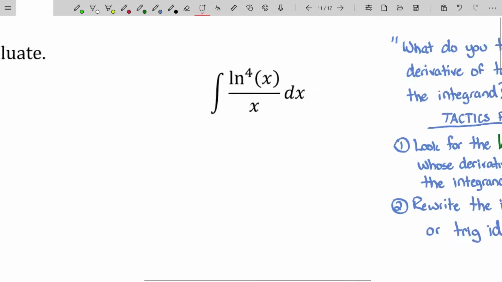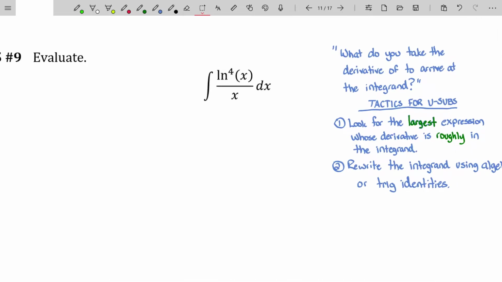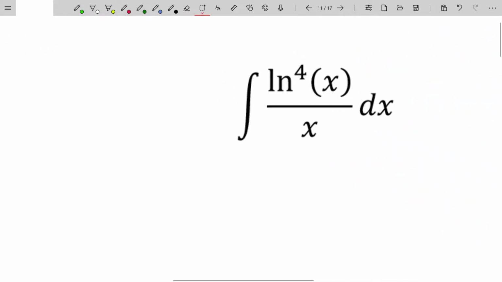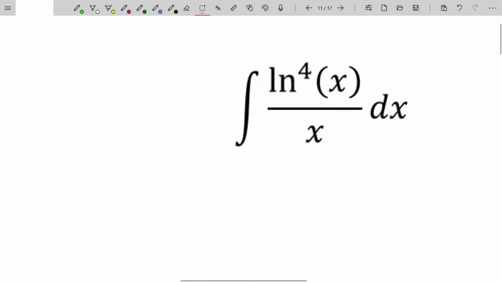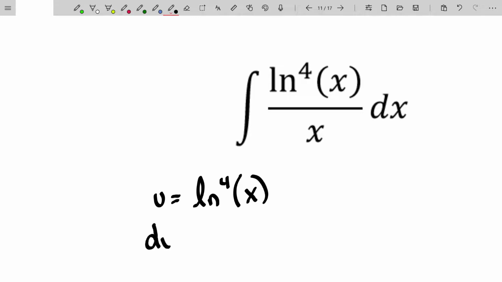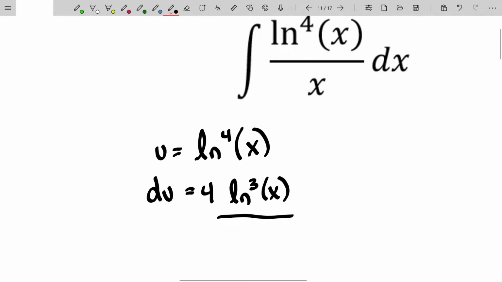And you may say, wait, you told me in your tactic, let u be the largest expression. So why wouldn't we let u equal natural log to the 4th power? And the reason why I would not do the natural log to the 4th power is because the derivative, if I did that, of u equals natural log to the 4th power of x, its derivative would be an absolute mess. It would keep the natural log, so natural log to the 3rd power of x over x.